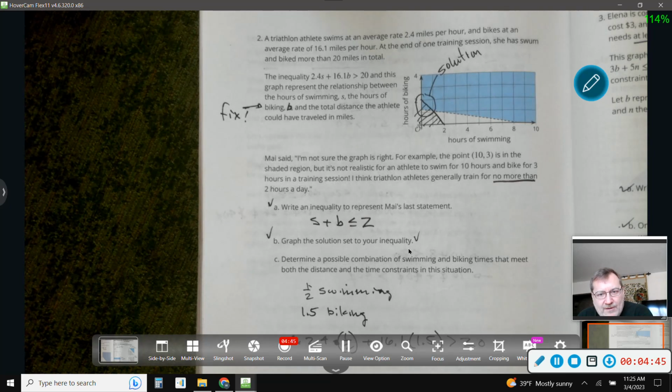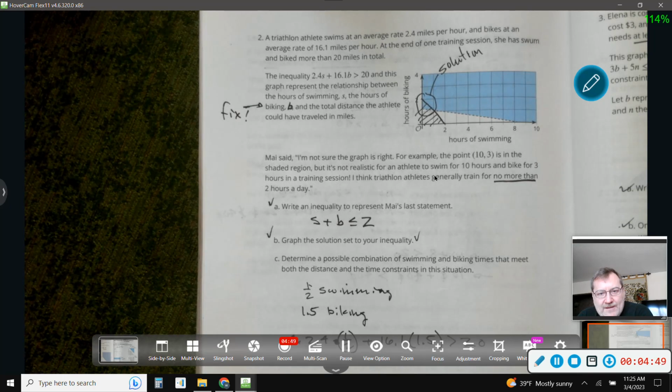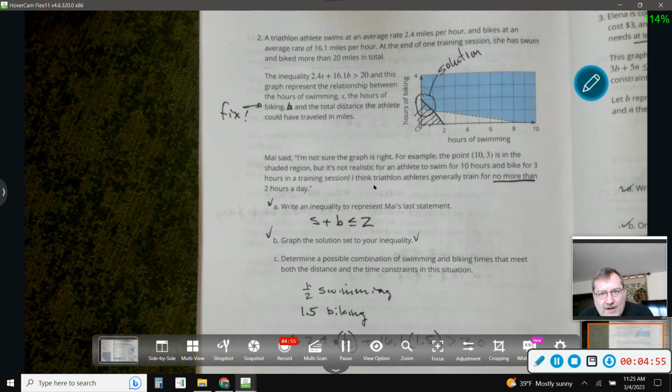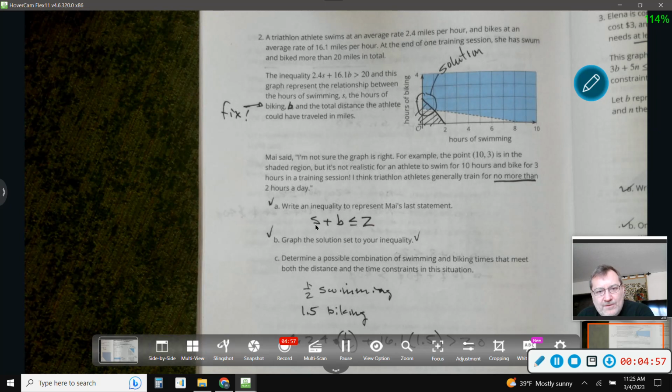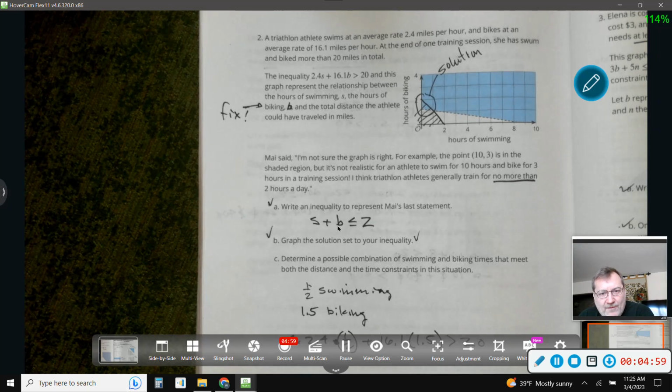Graph the solution to your inequality. So we got this dashed line, and I got this one I'm going to put right here. Okay, so the points of interest are (2, 0) and (0, 2), because if you put in 2 for swimming, then you have 0 for biking. If you put in 0 for swimming, then you got 2 for biking. So we have this nice little 45-degree angle going on right here.